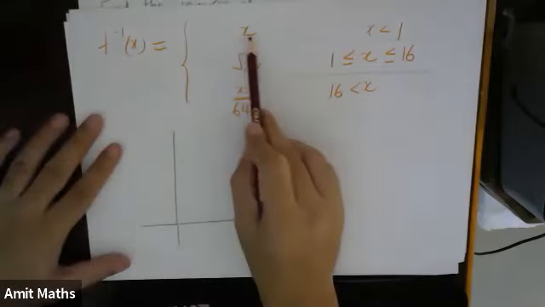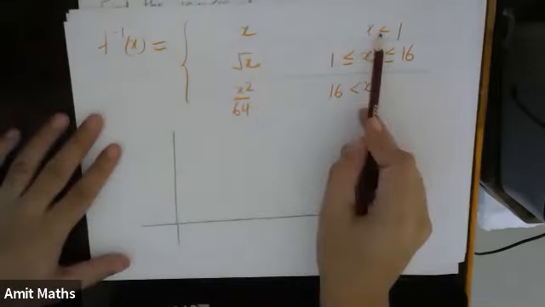Okay. So for x less than 1, this is x. Suppose this is x equals 1. So this point will be (1, 1). Till here we are getting exactly the same. Then it is root x till x less than or equal to 16 and x greater than 1. Okay, so root x. That means we know the root graph is something like this.